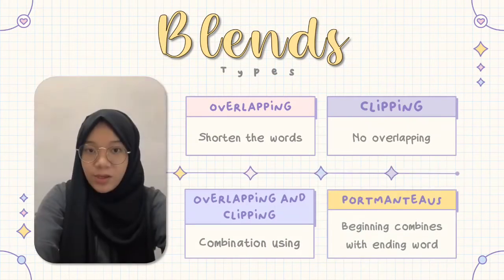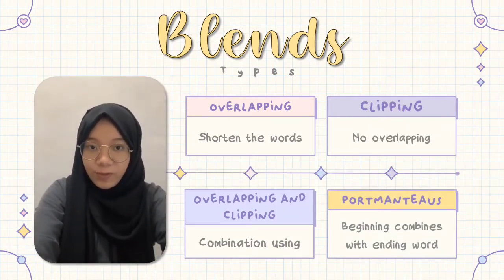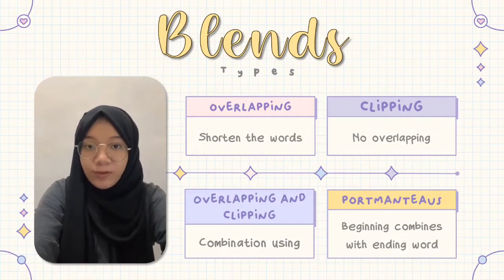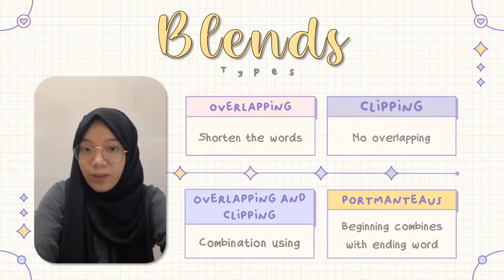So as you can see here beside me, there are types of blend words. The first is blends with overlapping. It means shortening of the words. The second is blends with clipping. It means no overlapping and one part or more is omitted. The third is blends with overlapping and clipping. It means created by using both overlapping and clipping. And the fourth is a portmanteau, a type of blend word in which the beginning of one word is combined with the final part of another word.